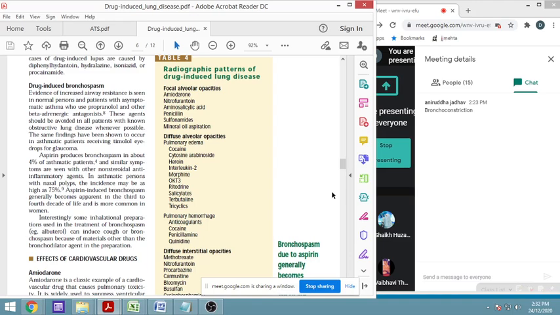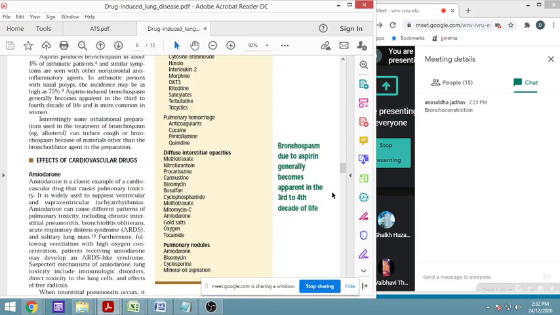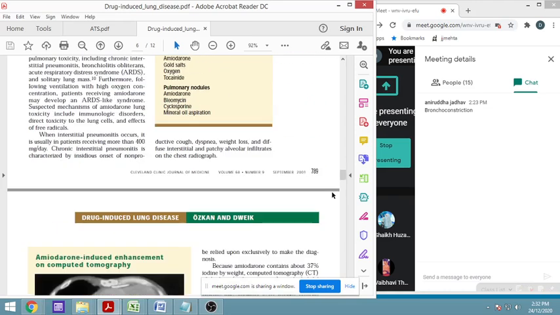terbutaline, tricyclics; they will cause alveolar opacities. Then interstitial opacities come from methotrexate, nitrofurantoin, procarbazine, carbamazepine; these all affect the anatomical structure. And the drugs which can cause pulmonary nodules are amiodarone, bleomycin, cyclosporin, and mineral oil aspiration. So these are various drugs.